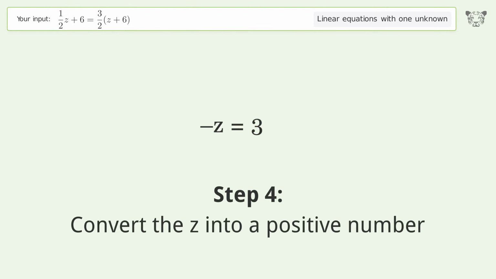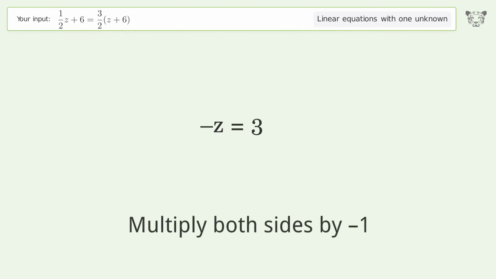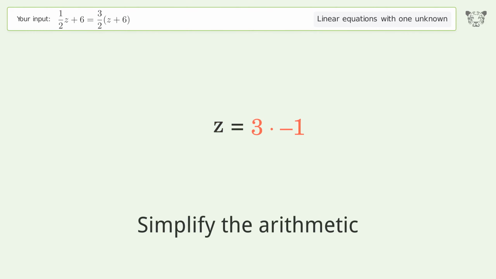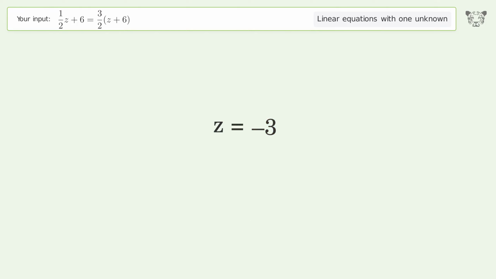Convert the z into a positive number. Multiply both sides by -1. Remove the ones. Simplify the arithmetic. And so the final result is z equals -3.